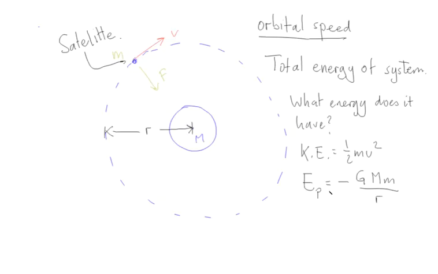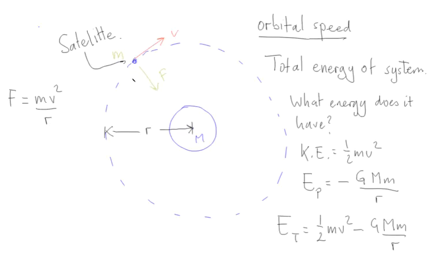Notice the minus sign here. So the total energy is simply 1/2 mv squared minus G big M little m over r. Now we also know from Newton's second law that this force here is the centripetal force, which can be given by mv squared over r.